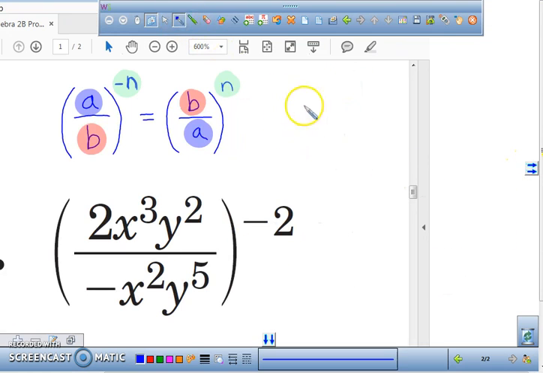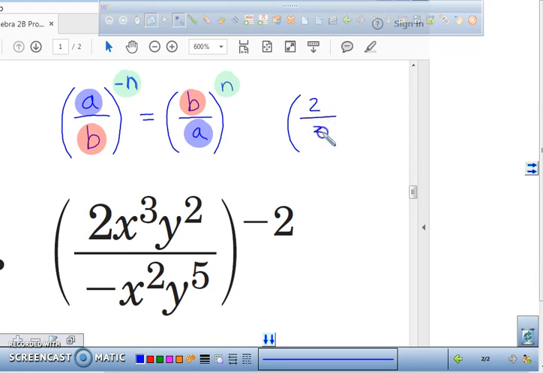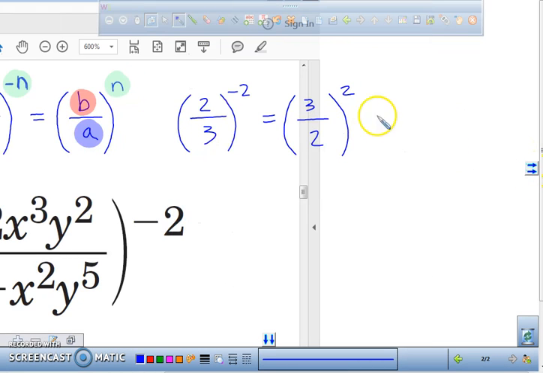All right, so let me show you how this works. You ready? I'm going to use some numbers now. I'm going to call A 2. I'm going to call B 3. And I'm going to raise that to the power of negative 2. Letting you know right now, this would equal 3 over 2 raised to the power of 2. Now, what's my final answer going to be for this one? What is 3 squared? 9. What is 2 squared? 4.